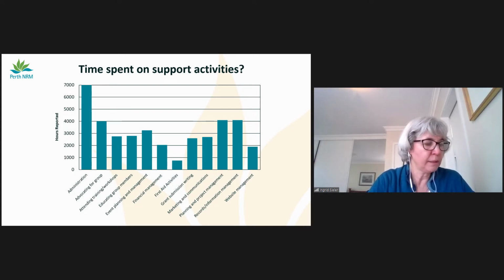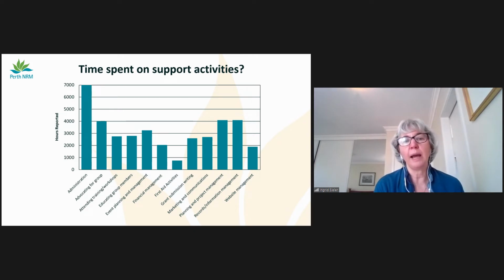And what we found was that over 38,000 hours were contributed to actions to sustain on-ground volunteering. Again, based on $30 an hour, we calculated that this is worth over $1.146 million. And there's a ratio of about 1 hour of administrative work or supporting the groups to every 3 hours of on-ground work. And this is an increase over previous years.